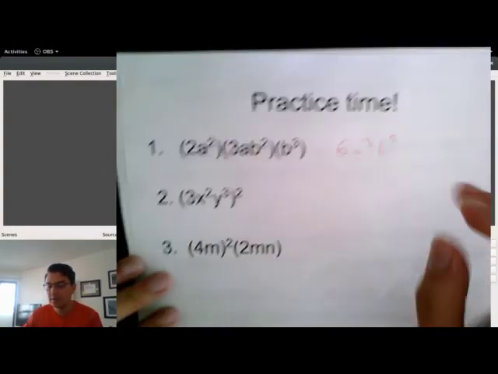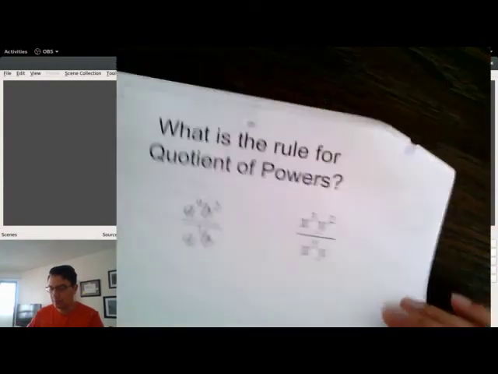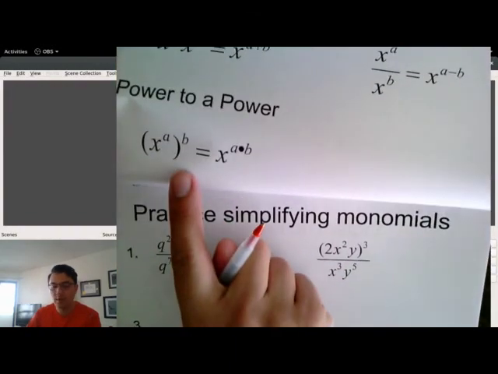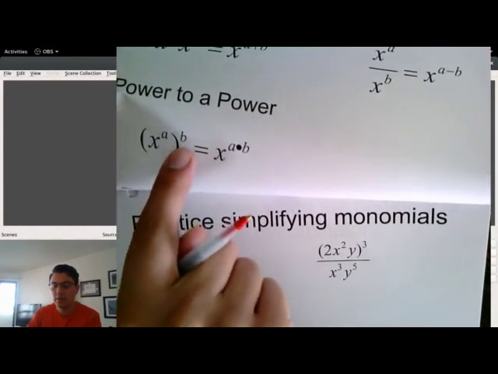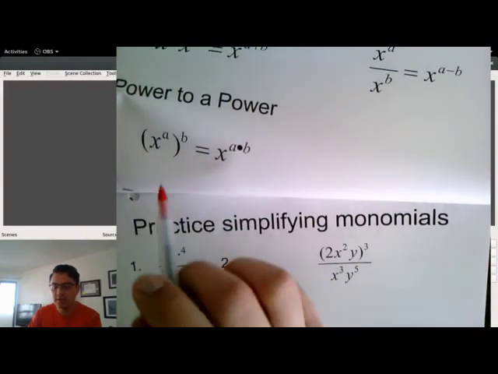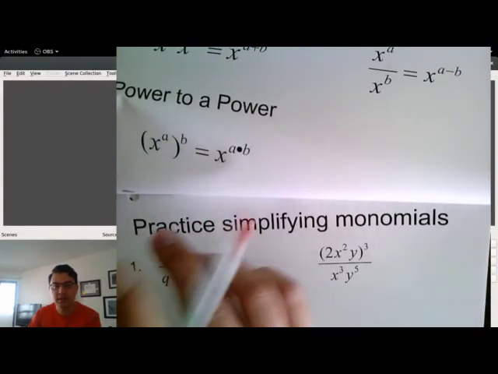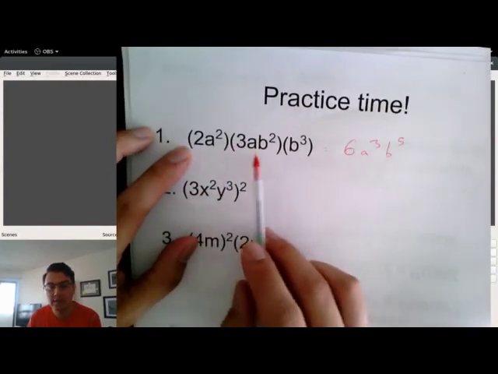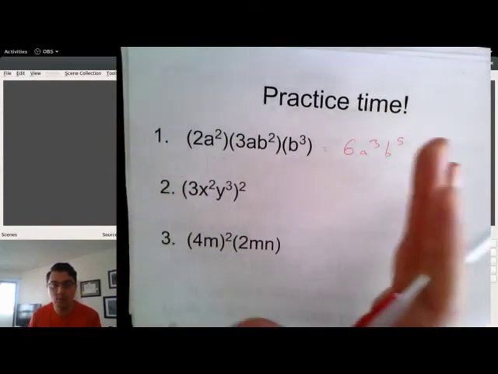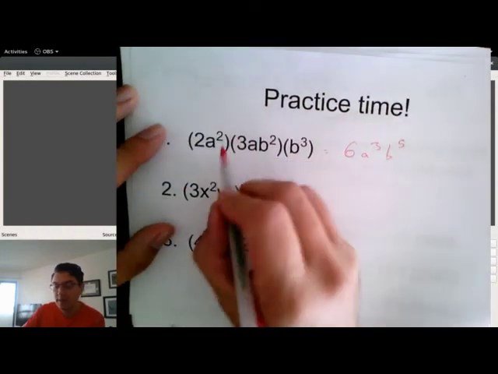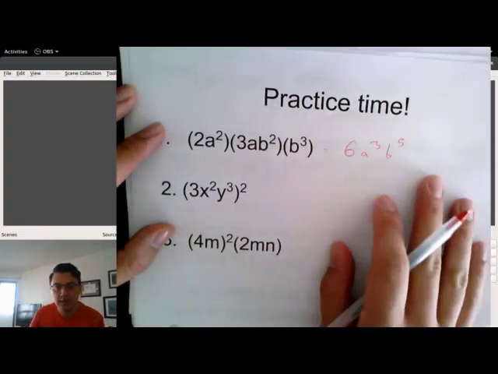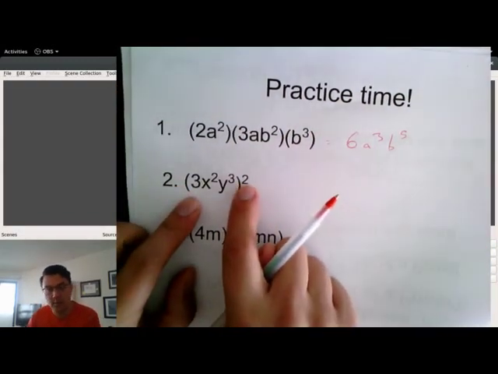For the power to a power rule, you need to have parentheses that are followed immediately by an exponent. So you're going to see parentheses raised to an exponent. It's the only time we use this rule, so you'll be looking for some very specific structure. For example, in this example we have parentheses on all three parts. This is one giant monomial. We have parentheses, but none of these have an exponent outside of the parentheses, so we don't use the rule here. Unlike number two, where we do have an exponent outside of the parentheses.